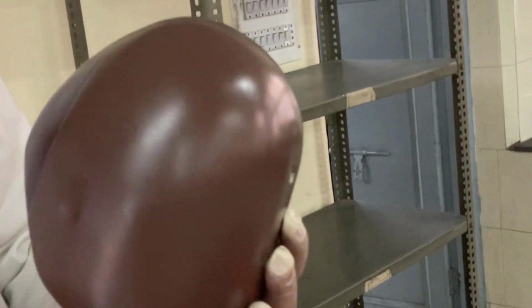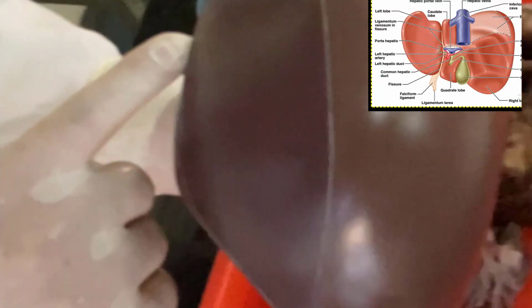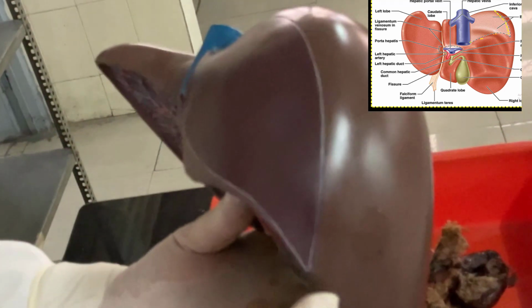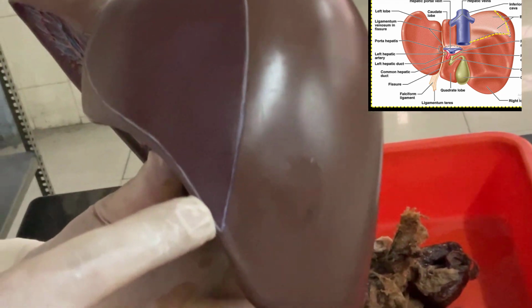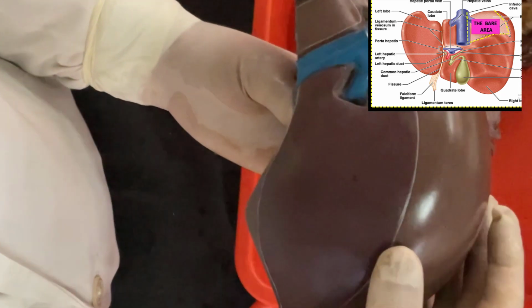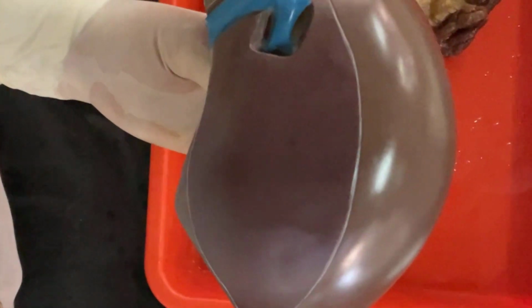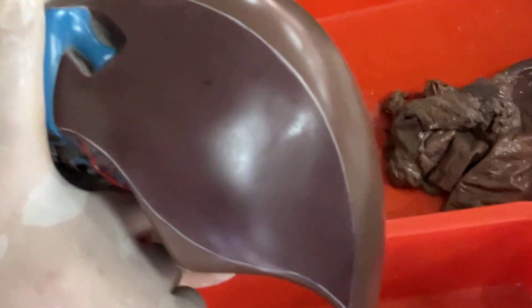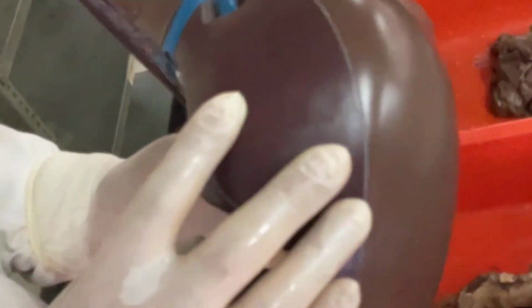Now where is the bare area? You can see here, this is the superior or anterior layer of the coronary ligament. This one is the posterior layer of the coronary ligament. The point where these two layers join together, we have the triangular ligament. We call it the right triangular ligament. The boundaries of the bare area are: anteriorly, the superior layer of coronary ligament; posteriorly, the inferior layer of the coronary ligament; on the right side, the right triangular ligament. And here we have the groove for inferior vena cava, which is also a bare area. So this triangular area is called the bare area of the liver.